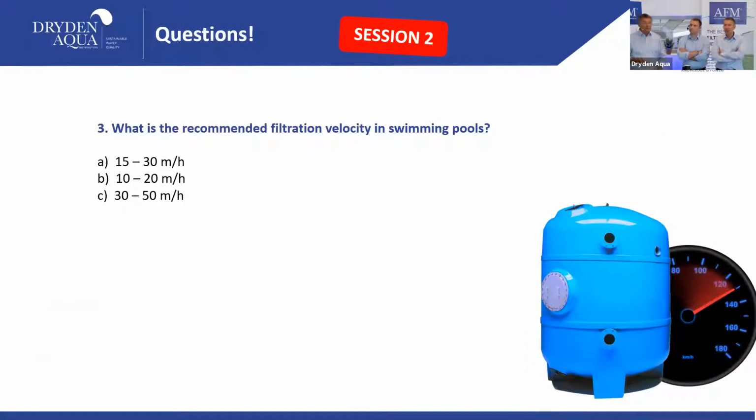Now we're already in session 2. Question: what is the recommended filtration velocity in swimming pools? 15 to 30 meters per hour, 10 to 20 meters per hour, or 30 to 50 meters per hour? And the Oscar goes to A. Again, B would be even better, but for cost and performance, 15 to 30, you're good.